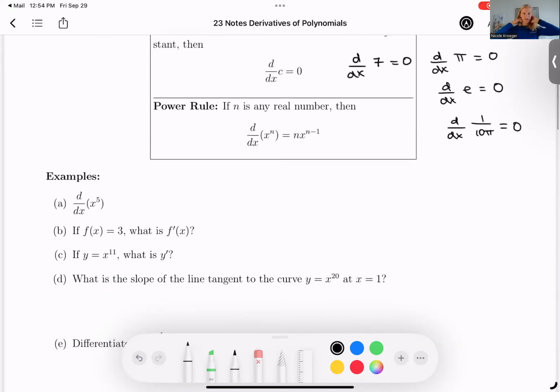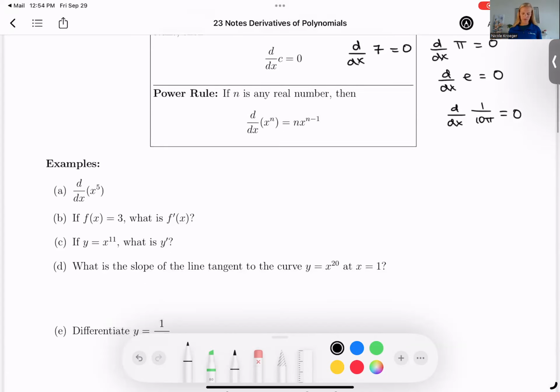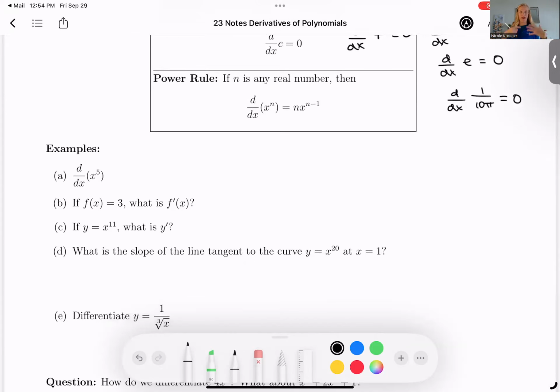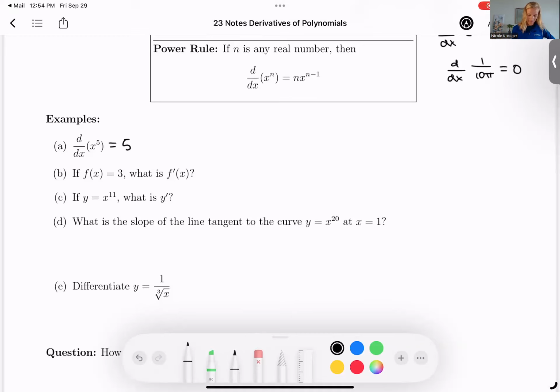And then the other thing we had learned was the power rule. So the power rule told us how to deal with the derivative of x to a power. And the way that we did that, if we look down here, is we brought the 5 out front. We bring the exponent down, we keep the x, and then we subtract 1 from the original exponent. So 5 minus 1 gives us 4. Okay, so that was how the power rule worked.